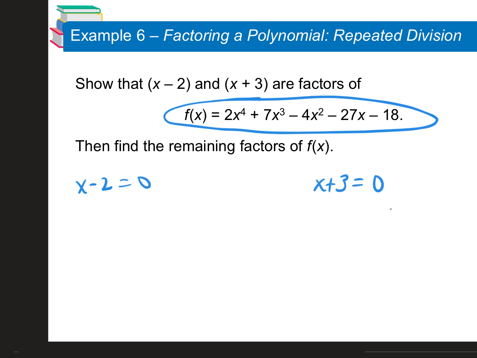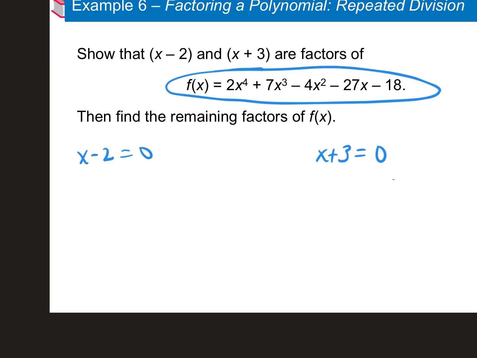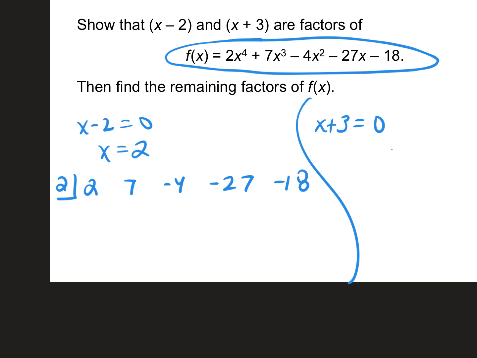So we did synthetic division last week. What did we do with synthetic division? We're going to set x minus 2 equals 0. So x is what here? 2. So I'm going to put 2 in the corner. I'm going to use synthetic division. So I have 2, 7, negative 4, negative 27, and negative 18. Do I have any gaps? Do I have any places I need to account for, anything like that? No. All right, so I have x to the fourth, x to the third, x to the second, x to the first, and my constant.